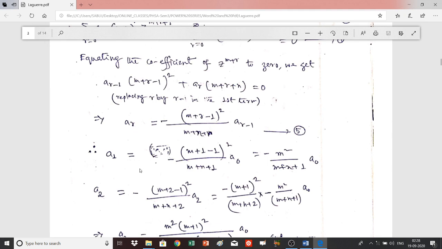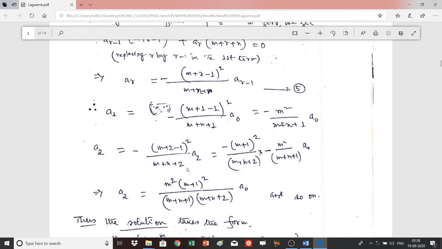And using r equal to 0, 1, 2, 3, etc., you can find out the values of the different arbitrary constants a. So for the first case, we have to first use r equal to 1 here. If r is equal to 1, then a1 is equal to minus m square by (m+n+1) a0.